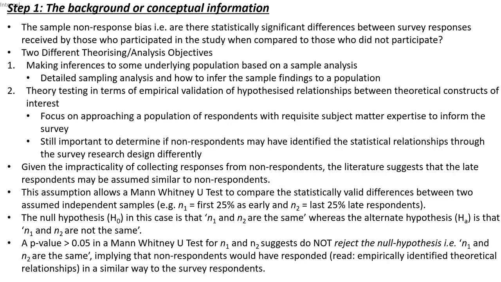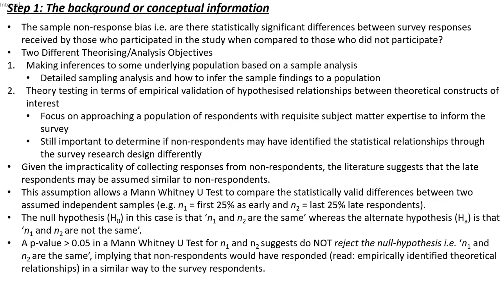For that, back in 1977, Armstrong and Overton came up with an assumption for mail surveys: those who were late respondents may be assumed similar to non-respondents. If that assumption is followed, then we can very quickly establish survey non-response bias for our study. What we do is perform a nonparametric test, the Mann-Whitney U test, to compare the statistically valid differences between the two assumed independent samples.